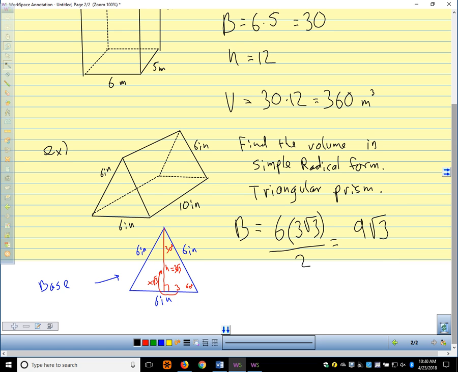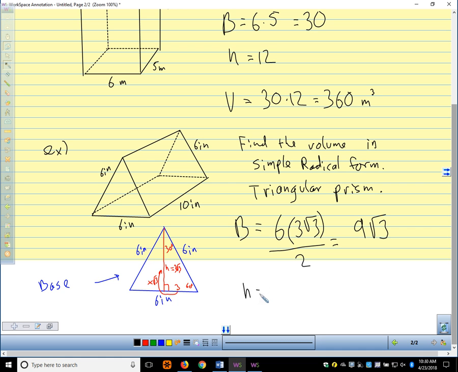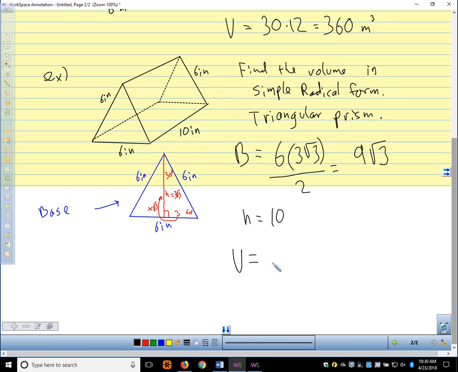The height of the prism is what? 10. Between the bases. The height of the prism goes between the bases. The height of the prism is 10. So the volume is the base, 9 square root 3, times 10. I can multiply outside the square roots, so I get 90 square root 3 cubic inches for the volume of that prism.